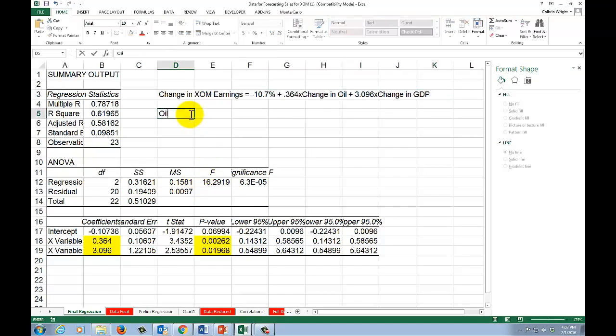What if you thought that oil was going to go up by 15% and you thought that GDP was going to grow by 3.5%? If that's what you thought, then we can get our estimated change in ExxonMobil's earnings by using our equation. We would take minus 10.7% plus 0.364 times our forecast of the delta in oil plus 3.096 times our forecast for the change in GDP, and that would actually give us our forecast for what we think the change in ExxonMobil's earnings will be.